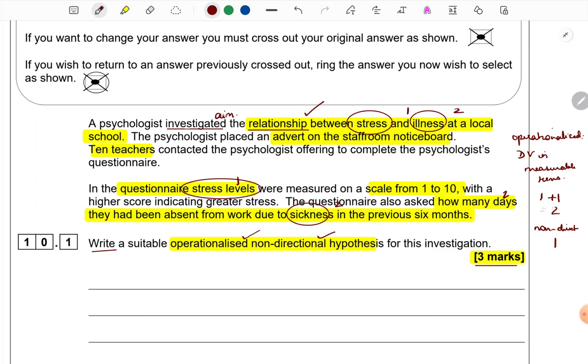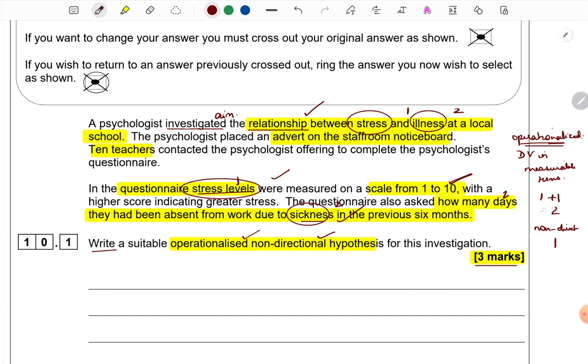So we will speak about stress levels and sickness rather than stress and illness because they want an operationalized hypothesis. Also, because it has to be measurable, we have to give how it has been measured or the terms of measurement as well. So stress levels has been measured in terms of a scale, and sickness has been measured in terms of number of days of absence.